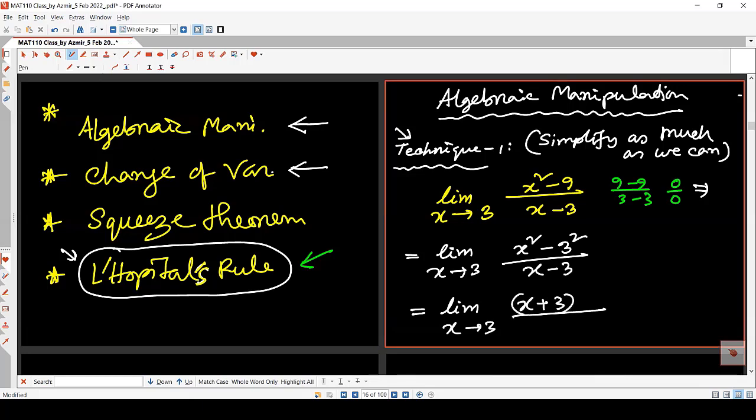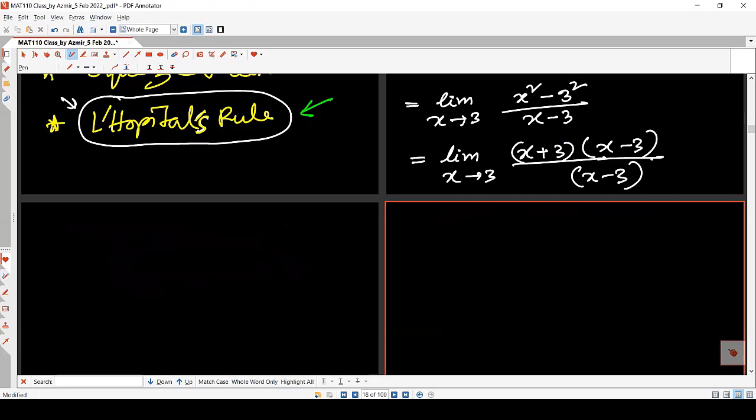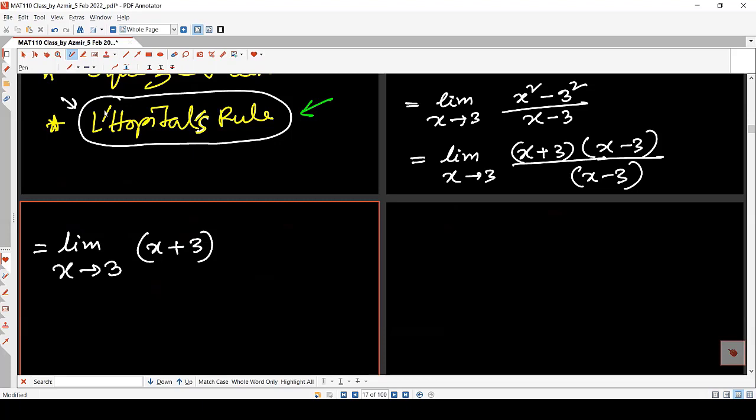So it is a squared minus b squared, that is a plus b into a minus b. So we have finally these two similar terms. That means we can easily cancel these two. So we have limit x is approaching to 3, x plus 3. Now what we can say, we can input 3 where we have x.